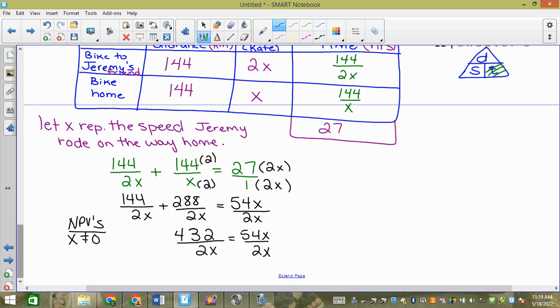All right. So we have 432 equals 54x. Divide by 54, and what do we get?